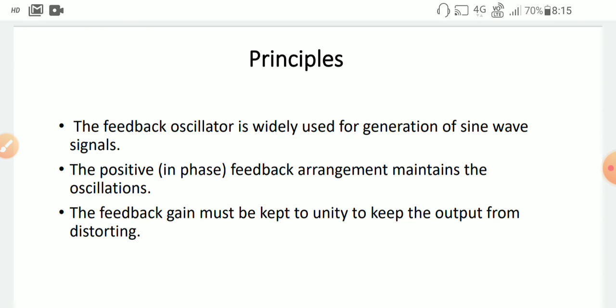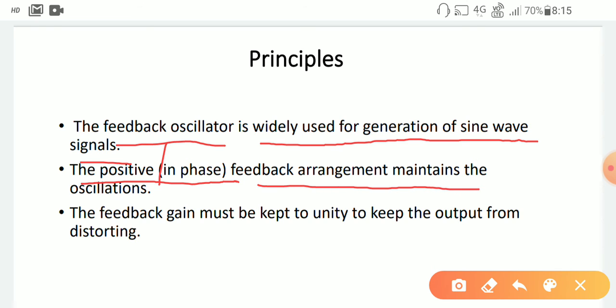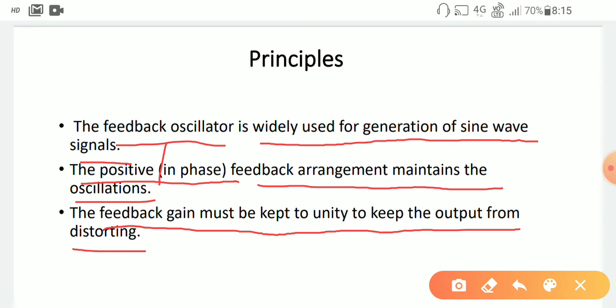So how can you conclude the basic principle? The feedback oscillator is widely used for generation of sine wave signals. The positive, or in-phase, feedback arrangement maintains the oscillation. The feedback gain must be kept to unity to keep the output from distorting.